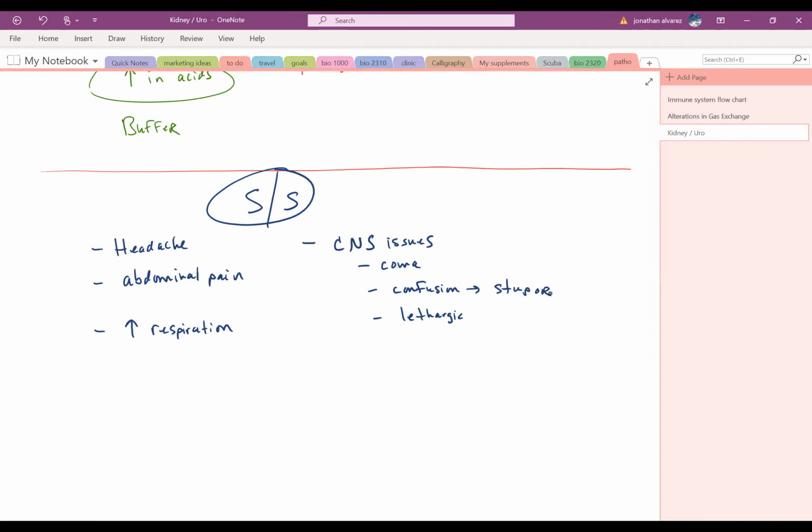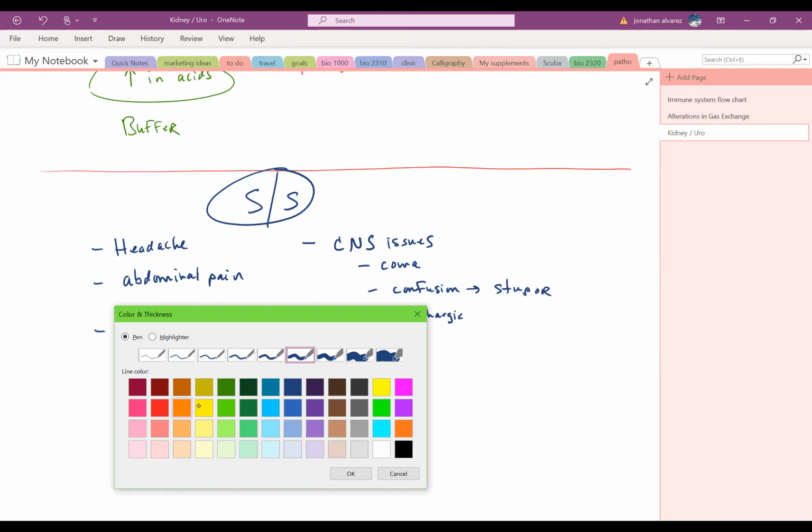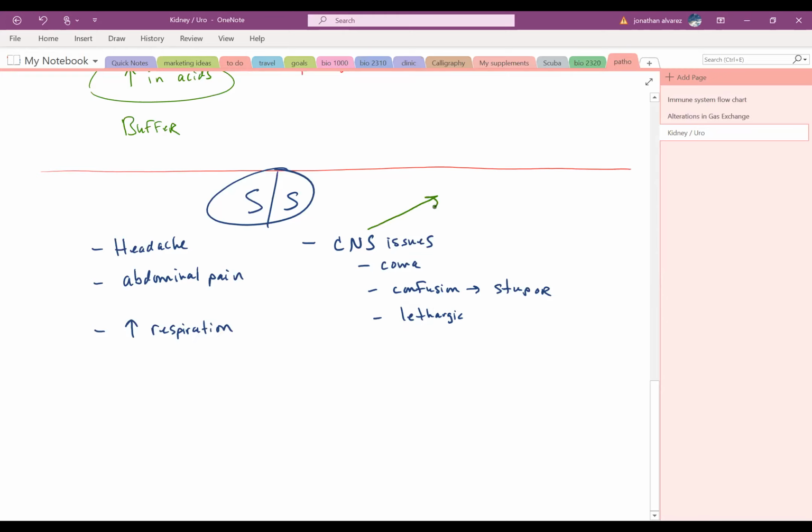Okay, if the patient is showing signs of CNS issues, be thinking CSF acidity. So cerebrospinal fluid acidity.